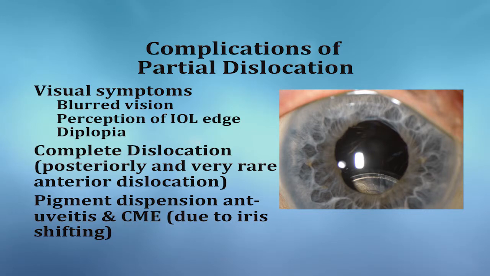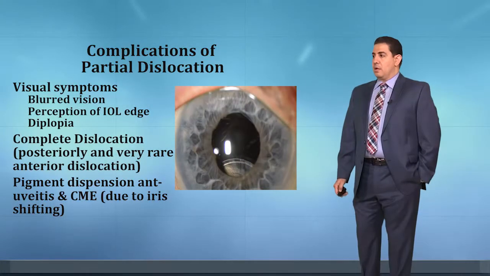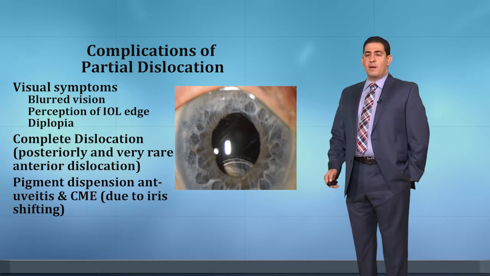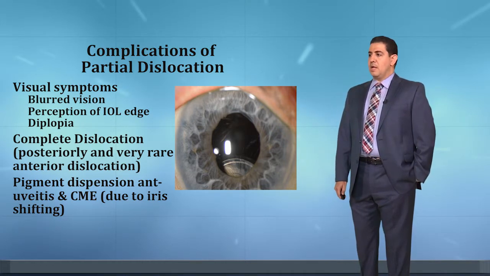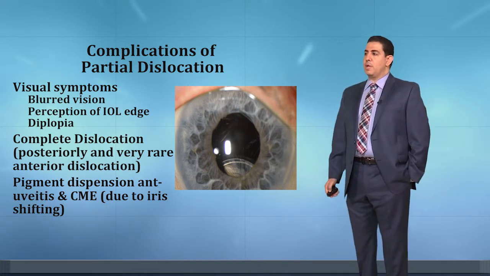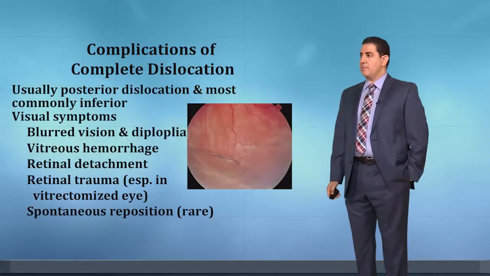Complications of partial dislocation. Number one, visual symptoms in the form of blurred vision, diplopia, and perception of the IOL edge. Complete dislocation is one of the most common complications of partial dislocation, with the IOL dislocating completely into the vitreous. It's very rare to be anteriorly dislocated, only with trauma. Pigment dispersion, anterior uveitis, and cystoid macular edema are also very common complications of partial dislocation of the IOL.